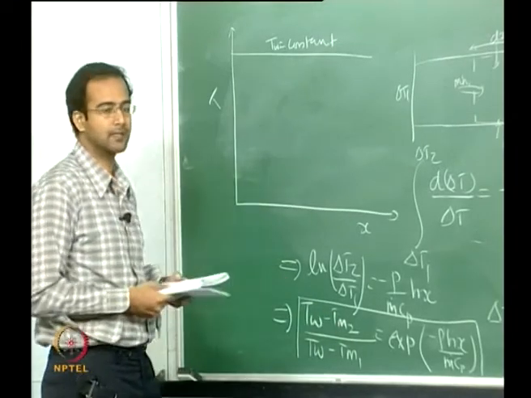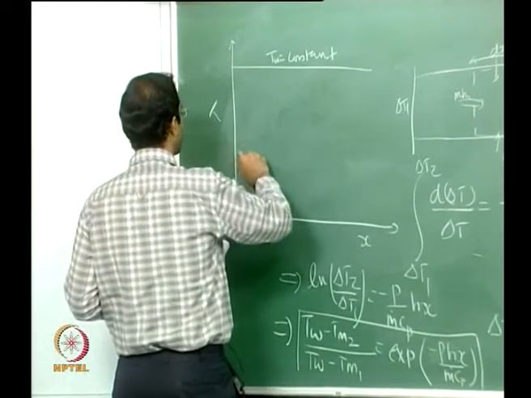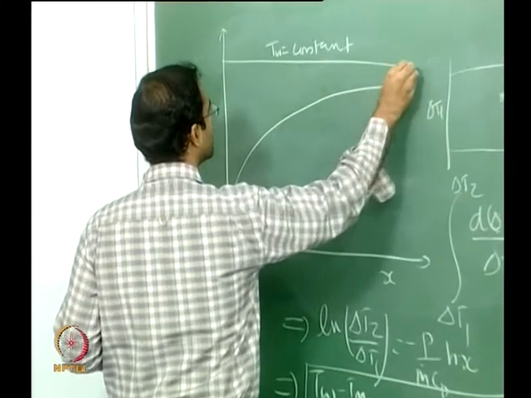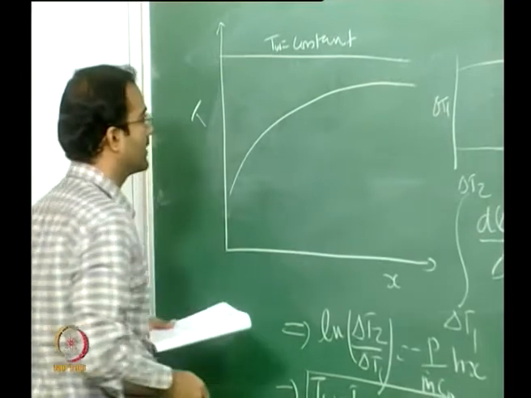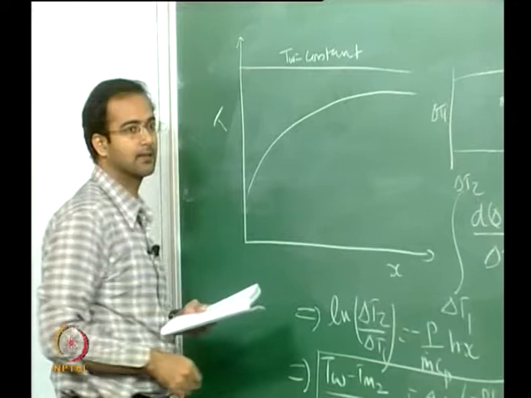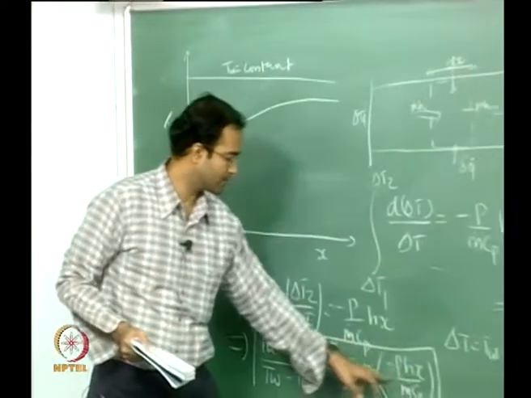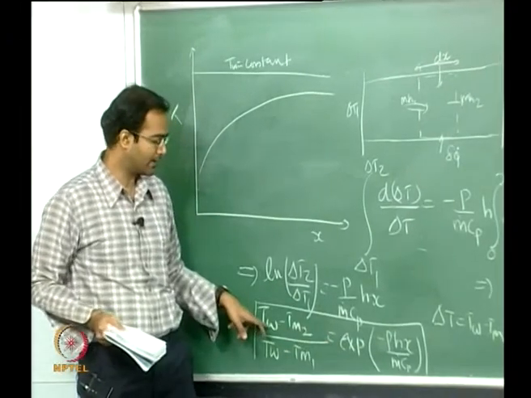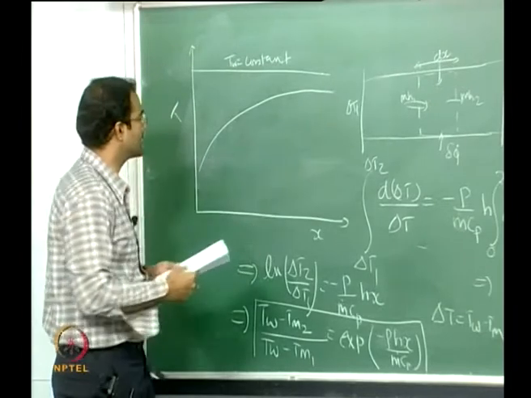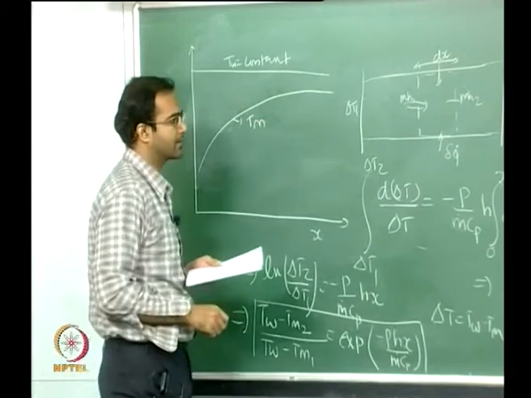So if you plot this expression, if you start with some mean temperature at the inlet, you will find that the mean temperature keeps varying in a logarithmic fashion like this, and it will asymptotically go and meet this T wall. When your x goes to infinity, this becomes 0, and therefore your T mean will become T wall where x goes to infinity. So this is the variation of your Tm, the mean temperature of the fluid.